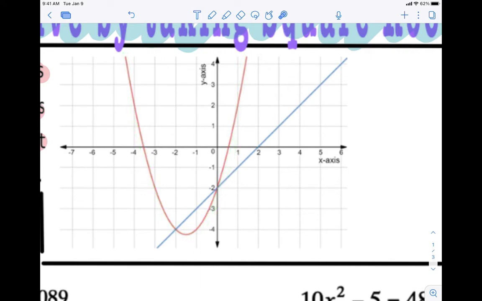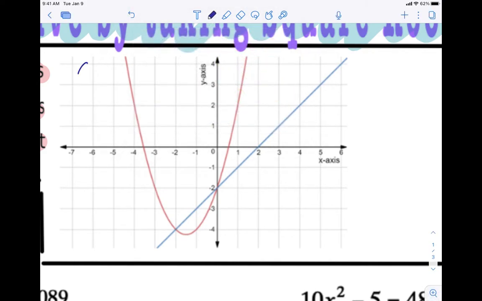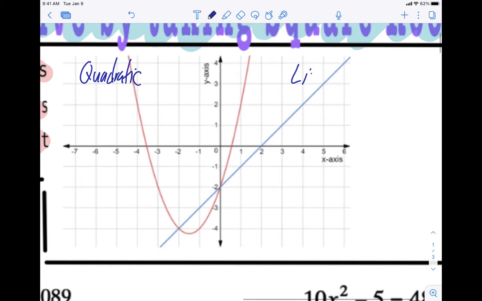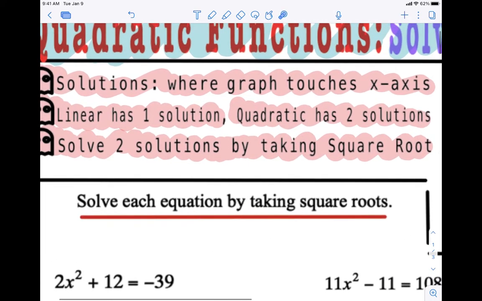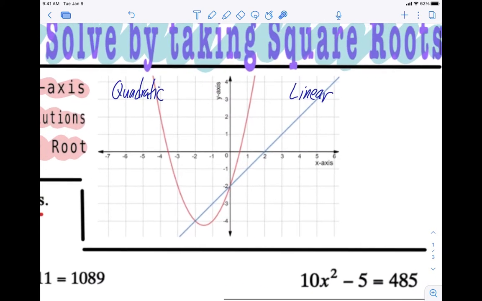So the red is quadratic, right? So let me go back here, make this a little thinner. So this is quadratic. And the blue is linear, right? So linear, if you notice, so the first ghost says where the graph touches the y-axis.